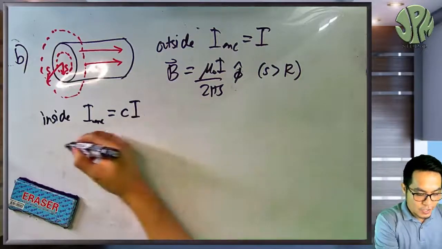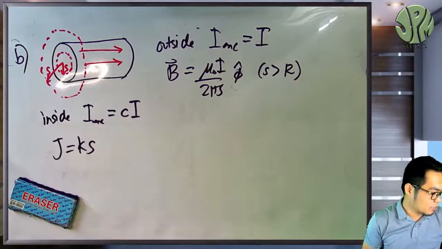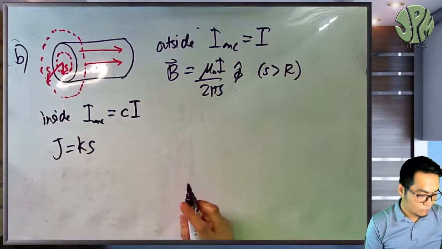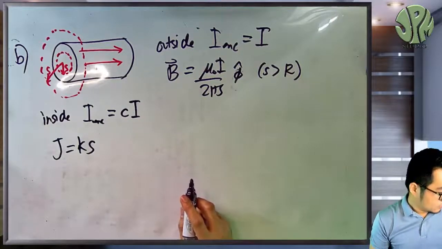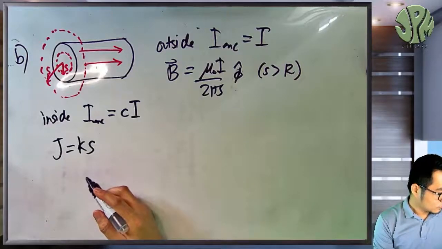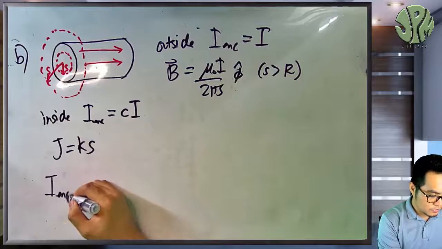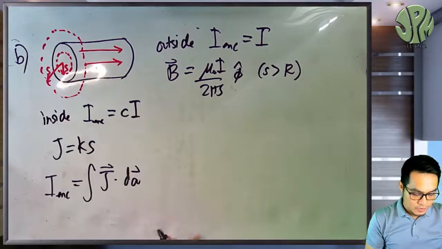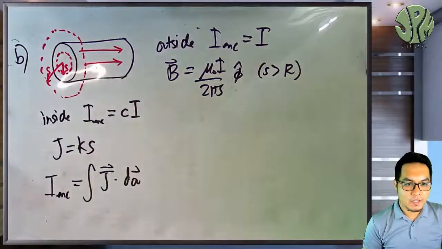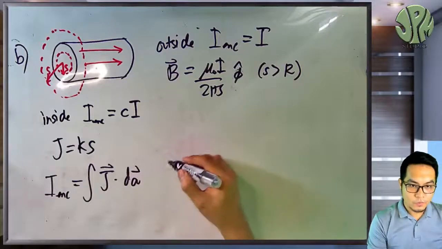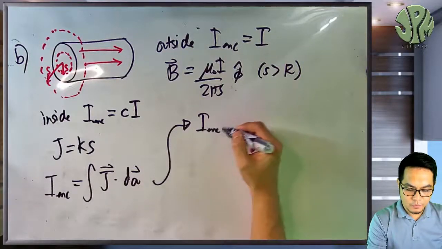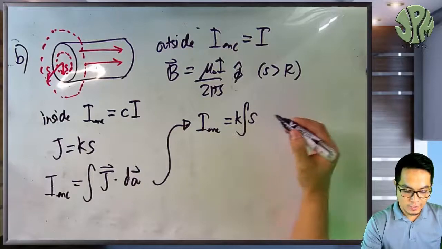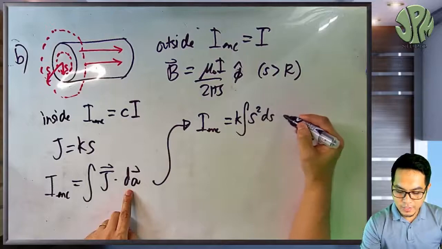Our J is proportional to S, so K times S. K is just some proportionality constant. We can solve for the current enclosed using the formula J dot dA. Our dA here, that differential area, is S dS dφ. So the I enclosed is the integral of J, which is KS. I'm going to put K outside. Then I will S, and dA is S dS dφ, so we will have S squared dS dφ.